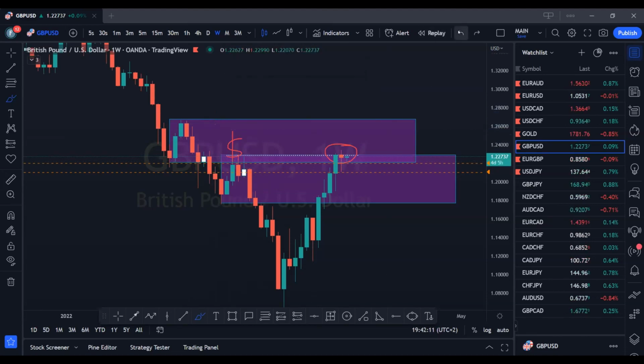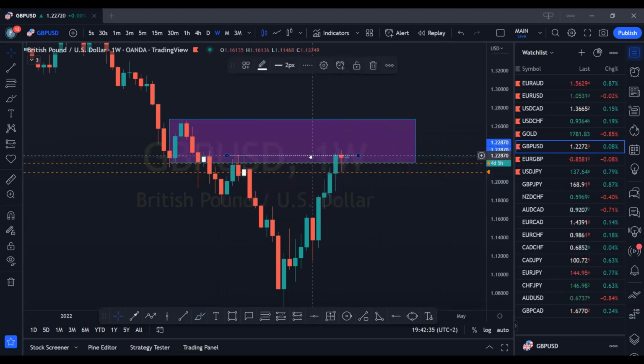So it makes sense to also look for sales. This is just based on weekly, but you must know that because it's weekly, it won't be as fast as you want it to be. So we have to go on a lower time frame to find possible entries.